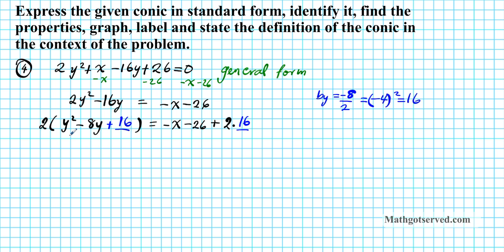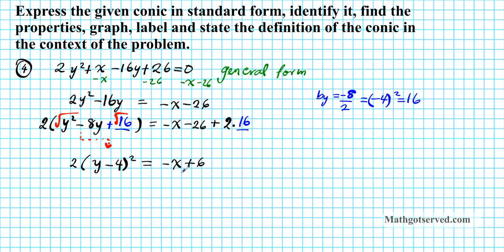Now we have a perfect square trinomial in this parenthesis, so we're going to factor it. You read the first and the last, and then you bring down the middle sign. And we're going to have 2 times the quantity y minus 4 squared equals, here we have minus x, and then 2 times 16 is 32, minus 26 plus 32 is positive 6. All right? Now, what can we do next?